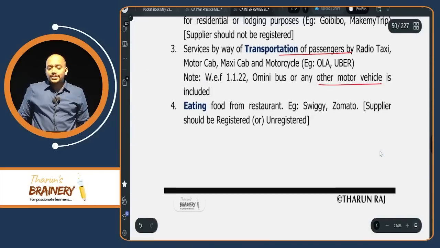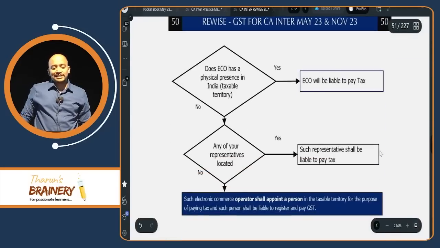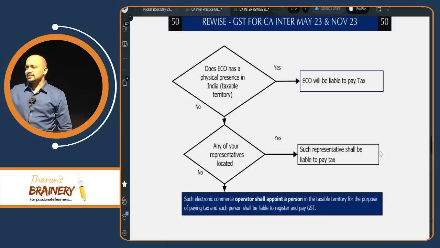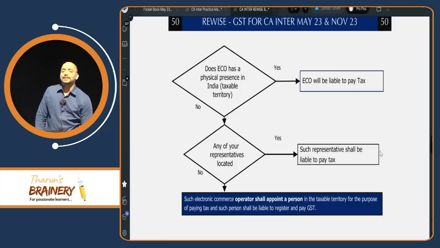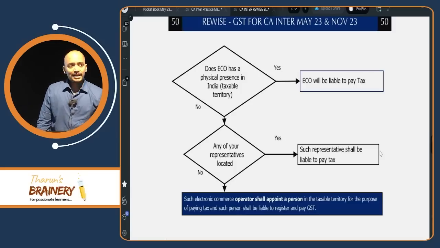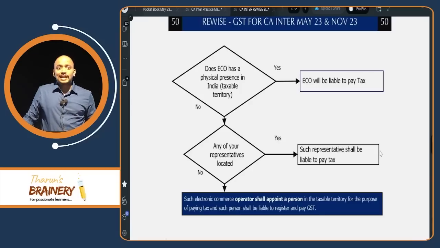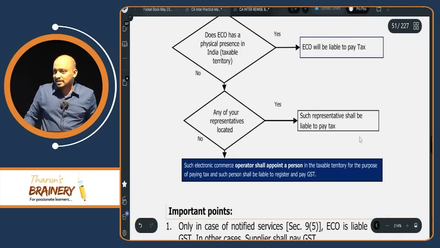Now, suppose the e-commerce operator is liable to pay GST, we need to check whether they have physical presence in the taxable territory. If they have physical presence in the taxable territory, they will register and pay. What if they don't have physical presence in the taxable territory? What is the taxable territory for GST? India. India is the taxable territory. What if they don't have physical presence in India? Then we need to check whether they have a representative. If they have a representative in India, that representative shall be liable to pay GST.